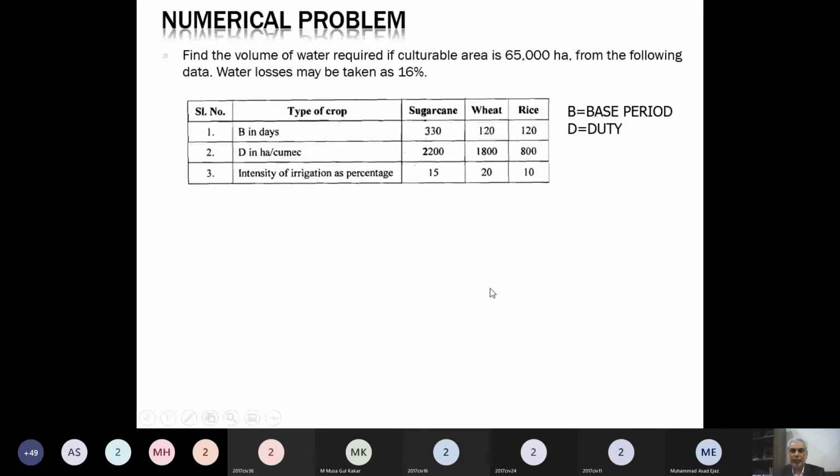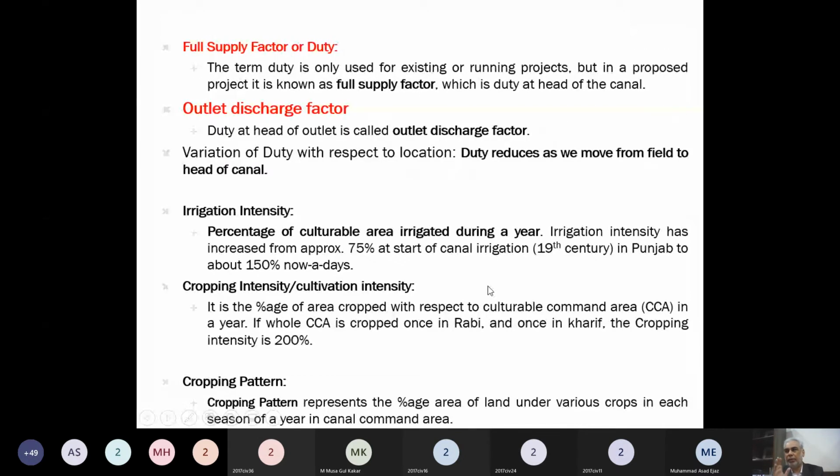Cropping pattern will be, for example, I tell you wheat is using 35% of the cultivable command area. Grams are using 10% of the area. Fodder is using 5% of the area. Similarly, if I provide you the area of Kharif crops and annual crops also, that will be called a cropping pattern. So it is a table or a schedule of percentage land under different kinds of crops in a certain area.